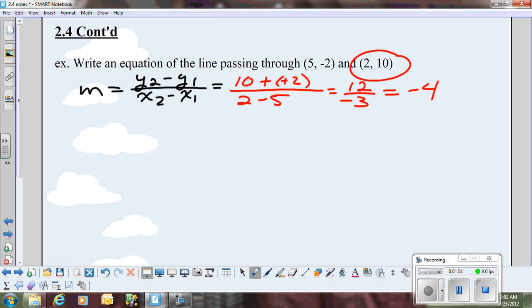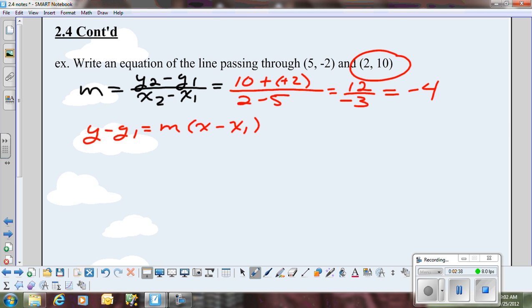Okay, so now I have the slope. I know 2 points on the line. Which form of the equation of a line am I going to use? Point slope. If I know a point and I know the slope, we use point slope form. So, we're going to start by writing that up. y minus y1 equals m times x minus x1. Now again, it doesn't matter which point I use here. You can use either one and your final answer will be the same.